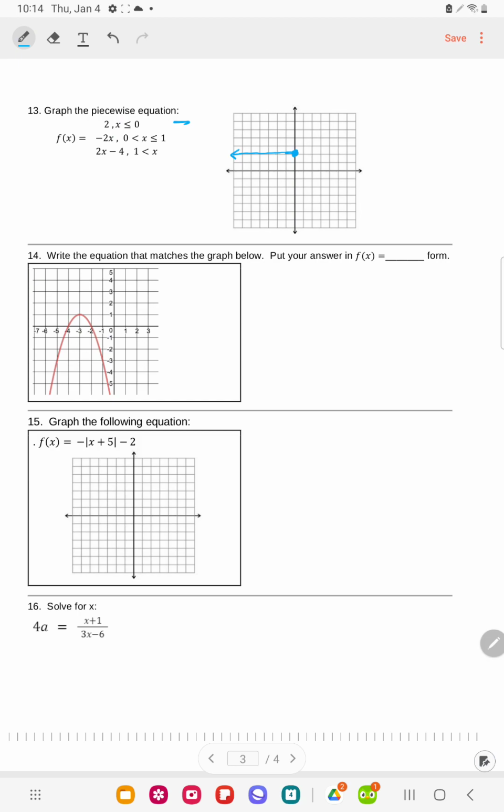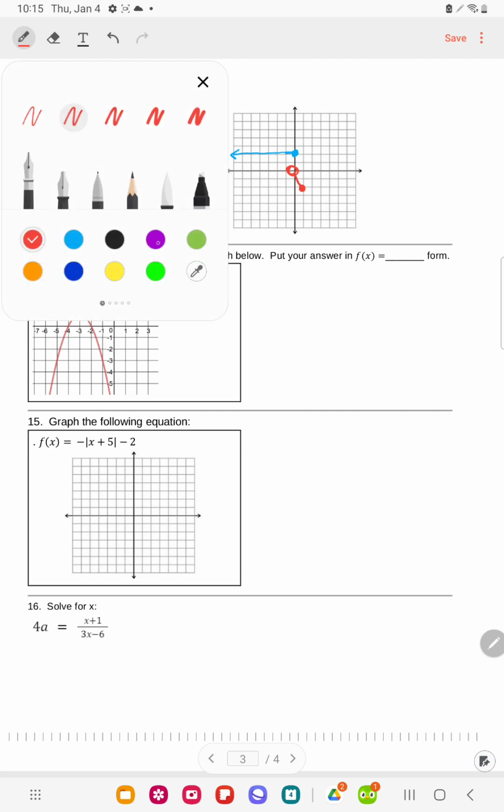Our second equation reads as f of x equals -2x when x is between 0 and 1. So between 0 and 1, we have a slope of -2 with the y-intercept of nothing. So it cannot be at 0 because it's an open circle. So I'll leave an open circle at 0. And then I need to go down 2, over 1 to the right. So down 2, over 1 to the right looks something like this. And it only goes up to when x equals 1. So we'll make it a closed circle because it's less than or equal to.